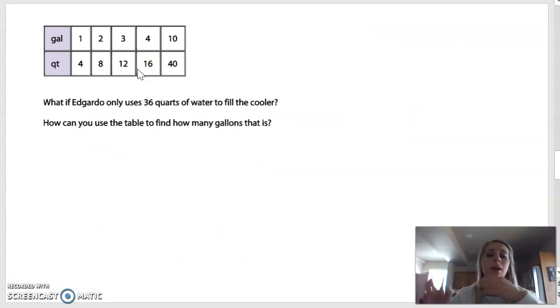All right, so now we're going to get into a little bit of a different type of problem here. Okay, so we are working with another table. We're working with gallons and quarts. We are going from gallons to quarts, so we are going bigger to smaller. Okay, and bigger to smaller means that we are going to be multiplying. Okay, so I need to go back to my chart.